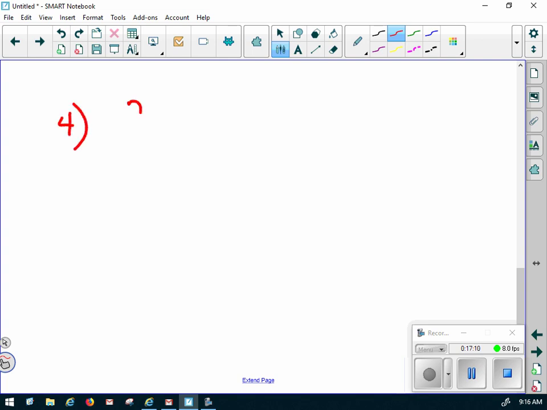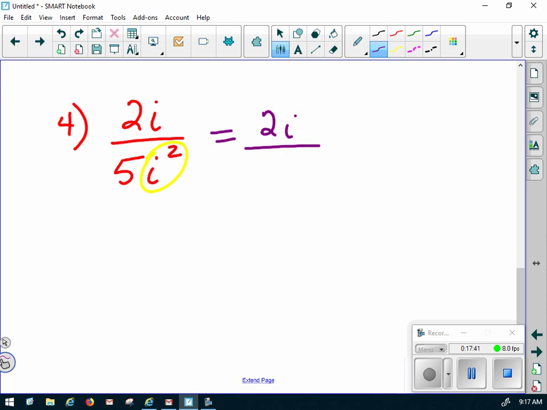2i divided by 5i squared. Divided by i squared, or 1. You have to get rid of the i's, so i squared. I don't have to multiply by anything here, because what's i squared? Negative 1. This is 2i divided by what? Negative 1 times 5.